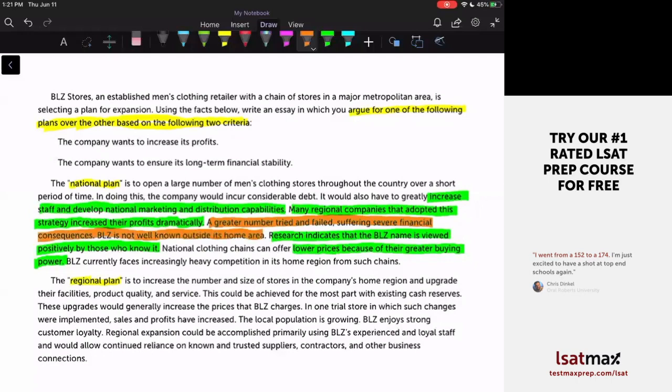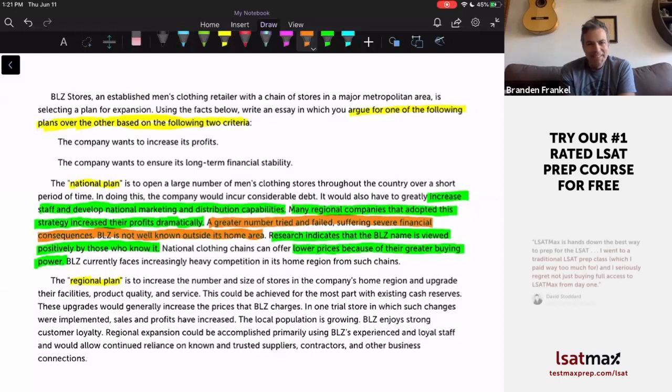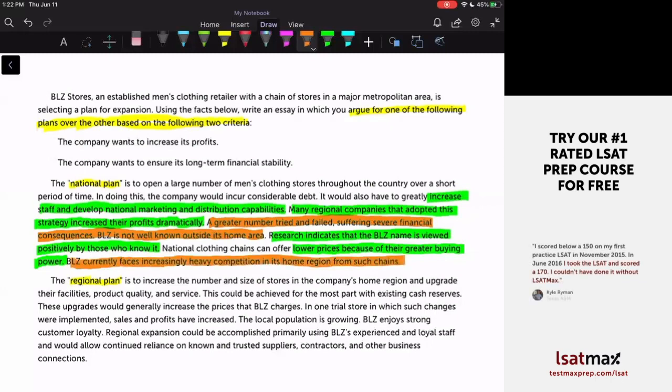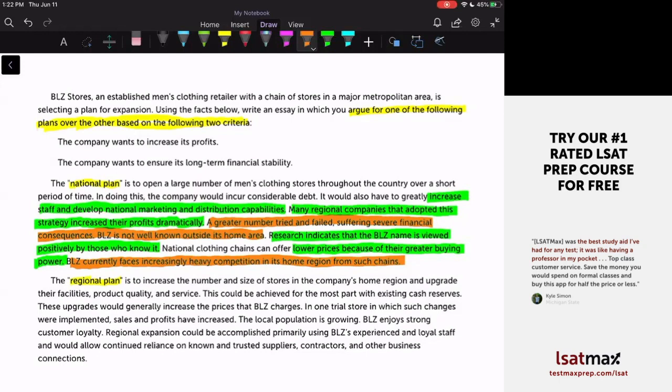Right there, Branden, to me, that's like going to Vegas and rolling the dice. It is a dangerous plan, isn't it? It's a dangerous plan, Branden. I totally agree. In the bottom line, it says BLZ currently faces increasingly heavy competition in its home region from the chains, from its competition. There's a couple of real negatives here with this national plan. I would argue against it, Branden. That's my opinion. I'm not a professional. I was a pipe fitter in my life.